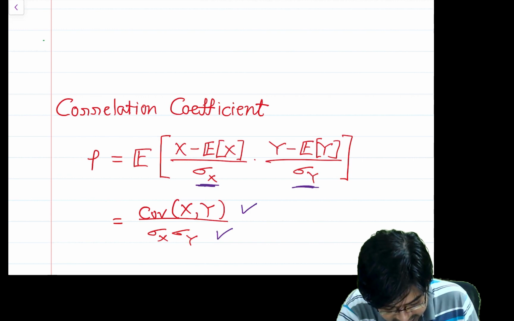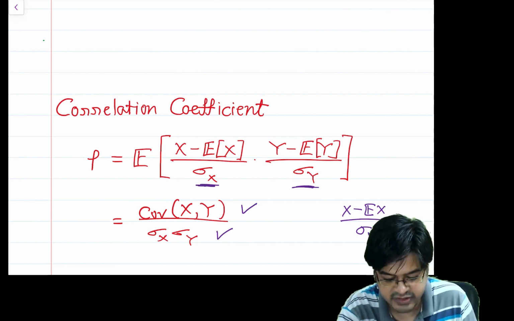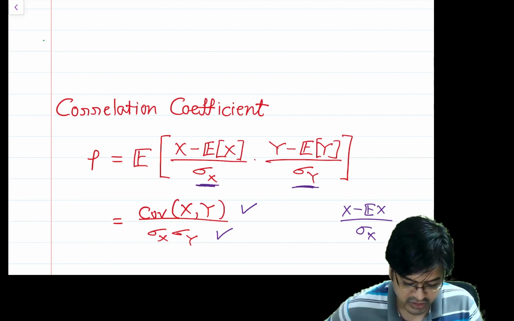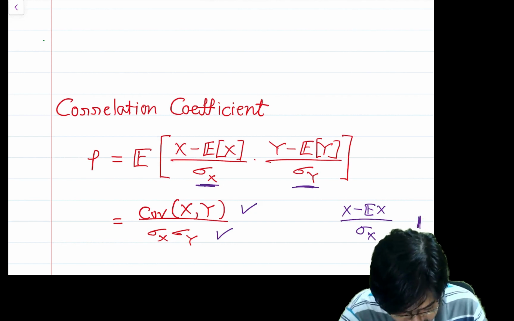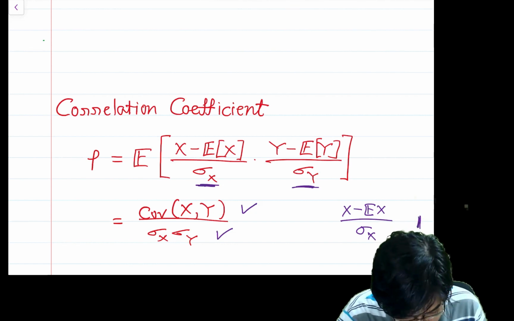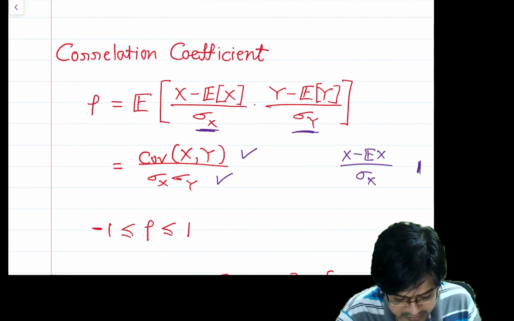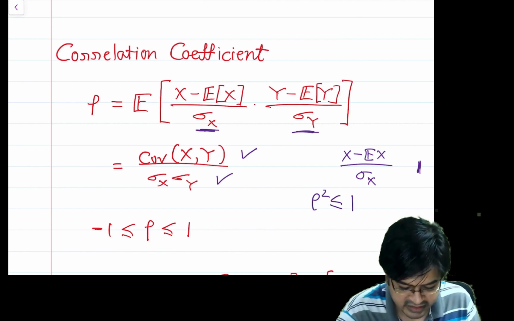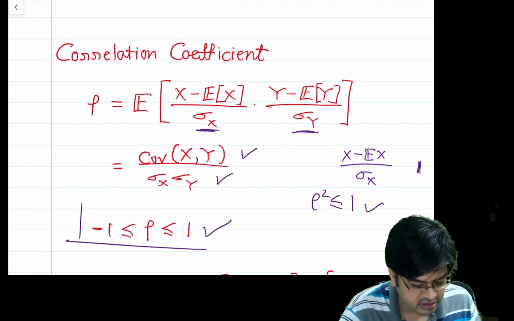Remember, if you look at the random variable which is normal, and if you consider this transformation by sigma x, then what is the variance of this random variable? This random variable will have a variance 1. So in a similar manner, if you replace this y by x, then you are getting something of the form of rho square, and that rho square will always be less than or equal to 1. That implies the fact that your rho will always fall between -1 and 1.